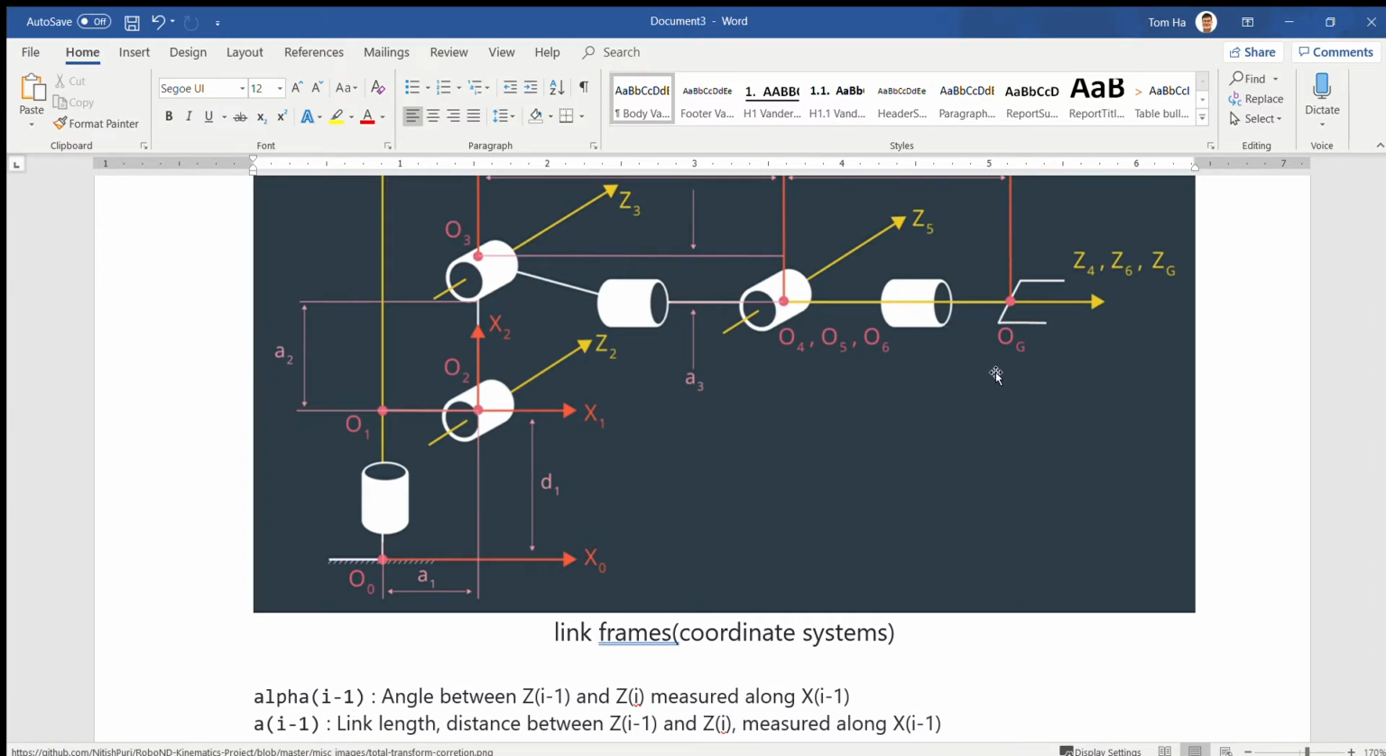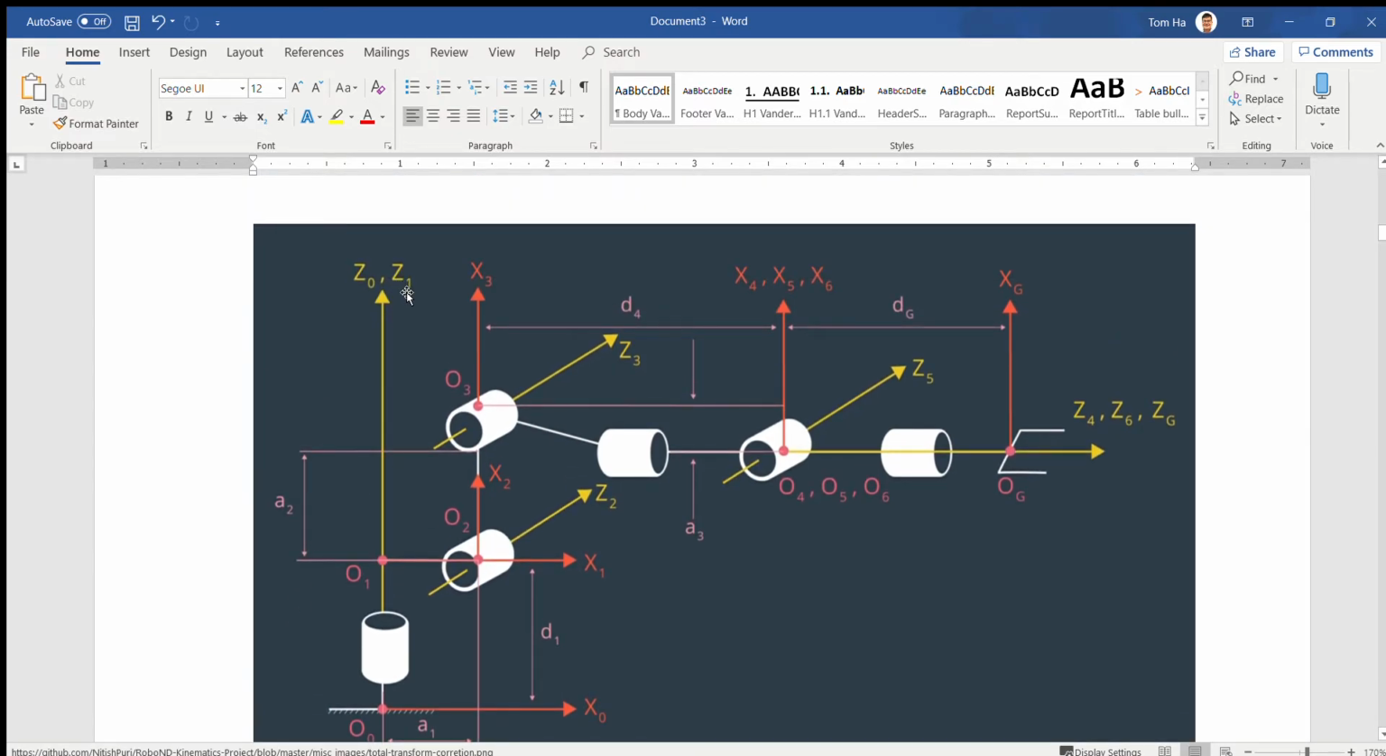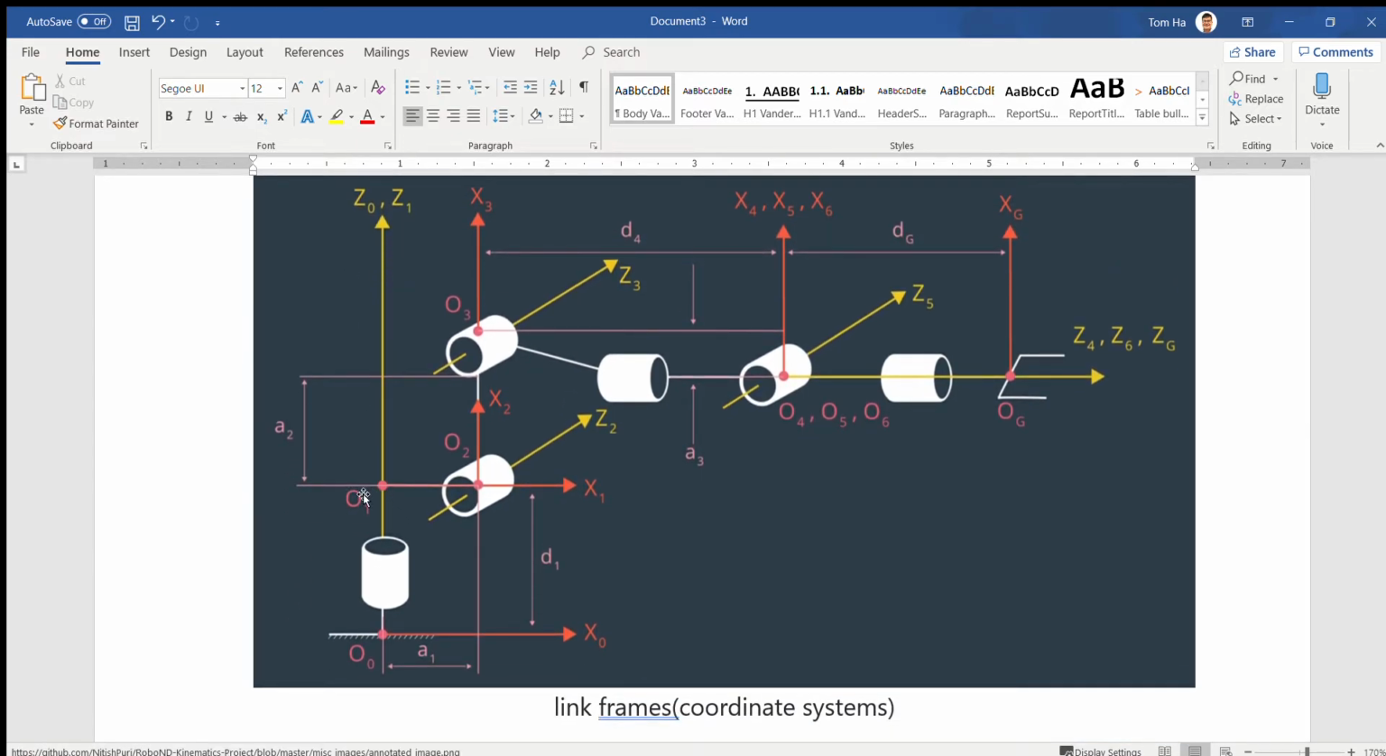For example, for alpha 1 right here, Z0 and Z1 match together, so alpha 1 equals 0. For alpha 2, from frame 1 to frame 2, you have Z1 and Z2 right here. We have to rotate from Z1 to Z2, which means pi over 2, right? It means pi over 2, but clockwise, so it's minus pi over 2.